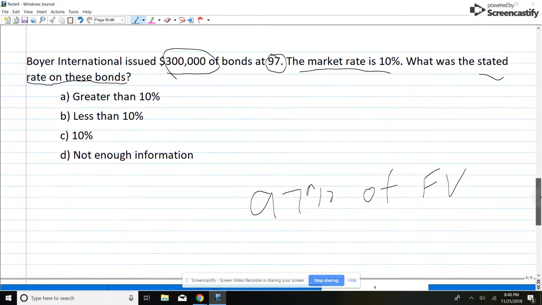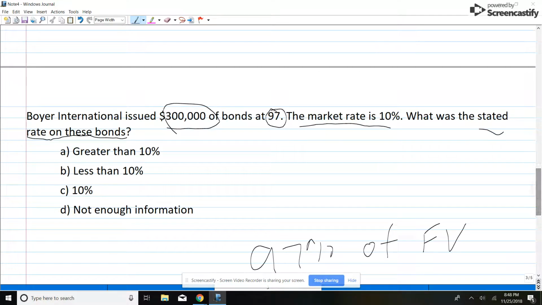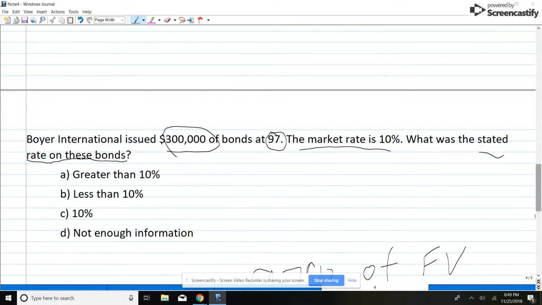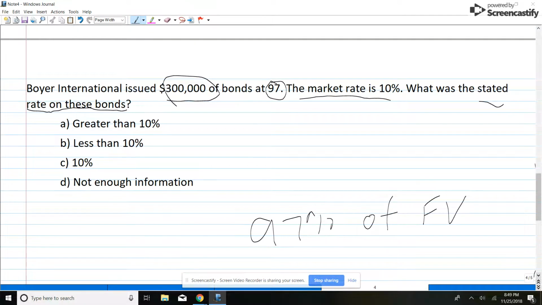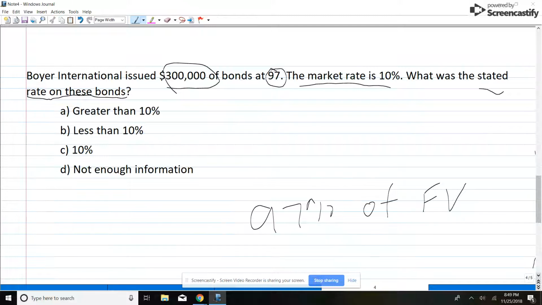So in this scenario, we know that they're receiving less cash than the face value because 97% of face value is going to be less than 300,000. And so that means we know that it's selling at a discount.